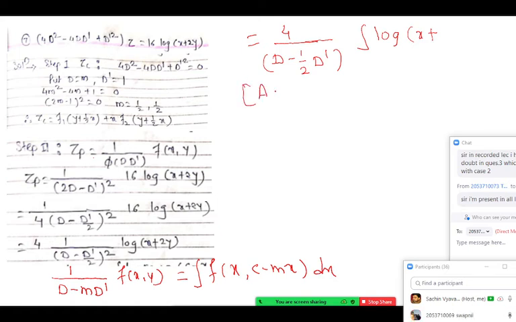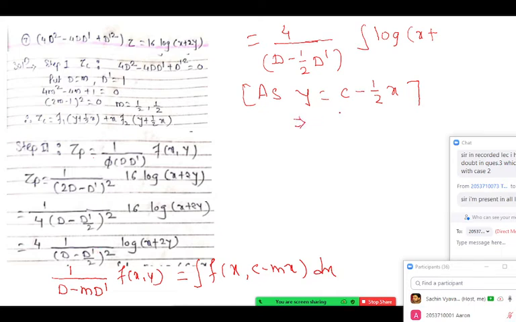C plus 1 by 2x. Y is replaced by c minus 1 by 2x, is it? Because whenever it is d minus md dash, we replace y by c minus mx. So here y is replaced by c minus 1 by 2x. You can simplify that also.